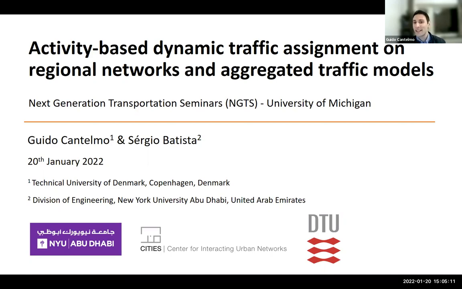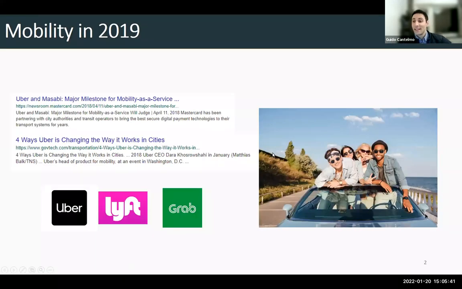But before entering into the core of the presentation, I'd like to spend 1 minute talking about mobility in general, and why it is so difficult to deal with mobility and to model transportation systems. We all know that the last 2 years have been pretty challenging and a lot of things changed. So let's start perhaps from there. If we set our clock back a couple of years to 2019, the situation was looking pretty different from today.